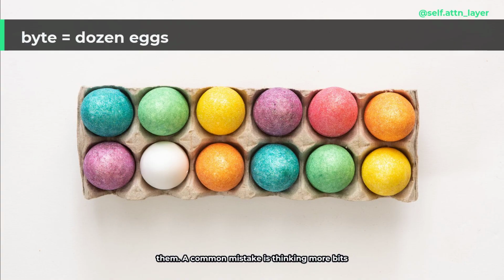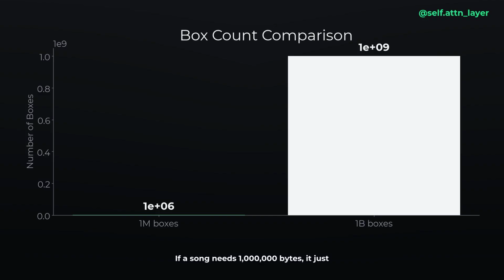A common mistake is thinking more bits always mean better memory. But a byte is just a standard size, like a dozen eggs. Bigger things just use more bytes, not fancier switches. If a song needs 1 million bytes, it just uses 1 million boxes on the shelf. If a movie needs 1 billion bytes, it uses 1 billion boxes. The switches are still the same simple on-off ones.